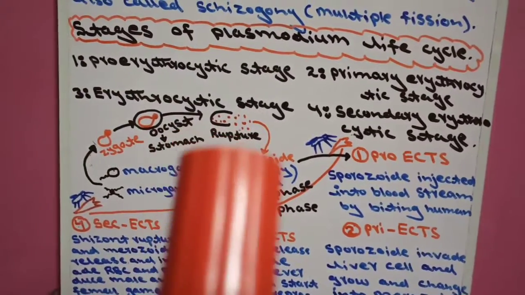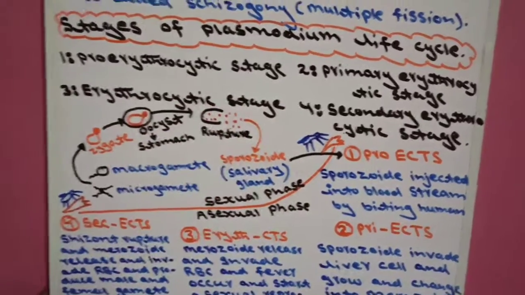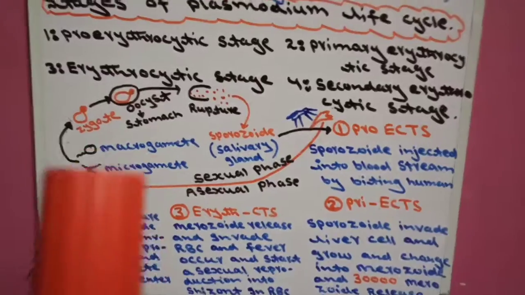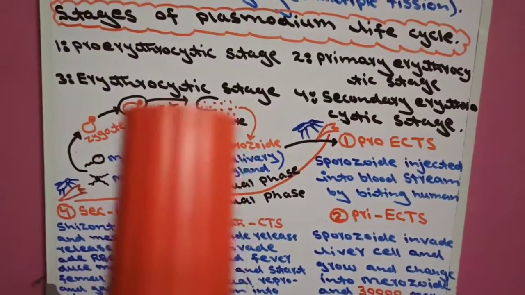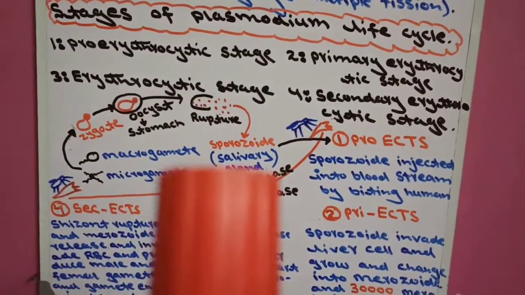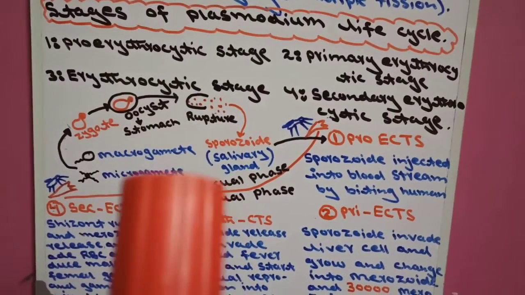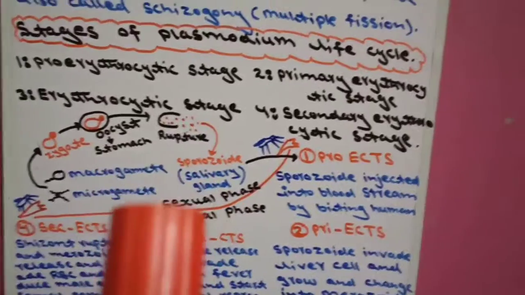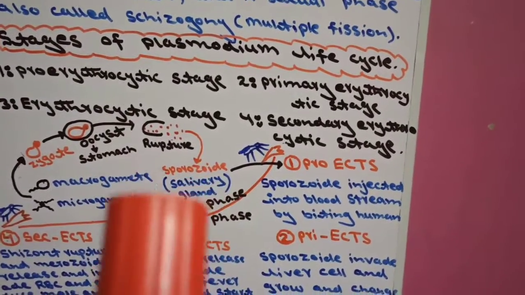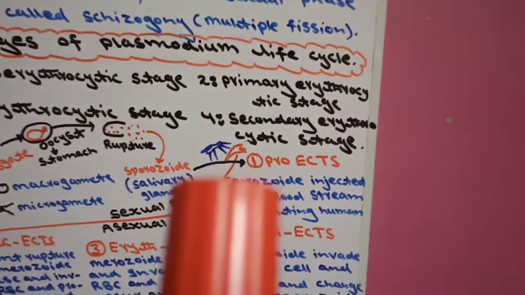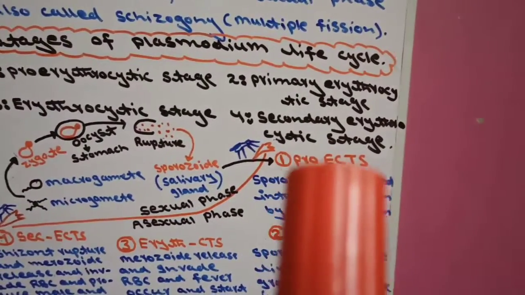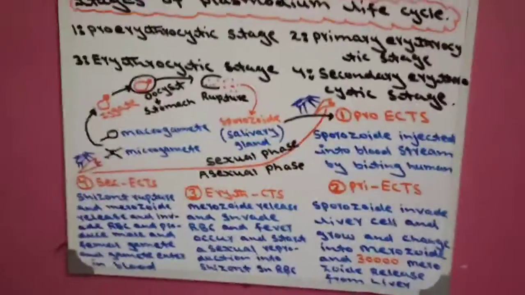The fourth stage is rupture of the oocyst. The oocyst ruptures and many sporozoites are released, and these sporozoites reach the salivary gland of the female Anopheles mosquito. Again, when the female Anopheles mosquito bites a person, the pro-erythrocytic stage of the asexual phase will start. This is the life cycle of Plasmodium.